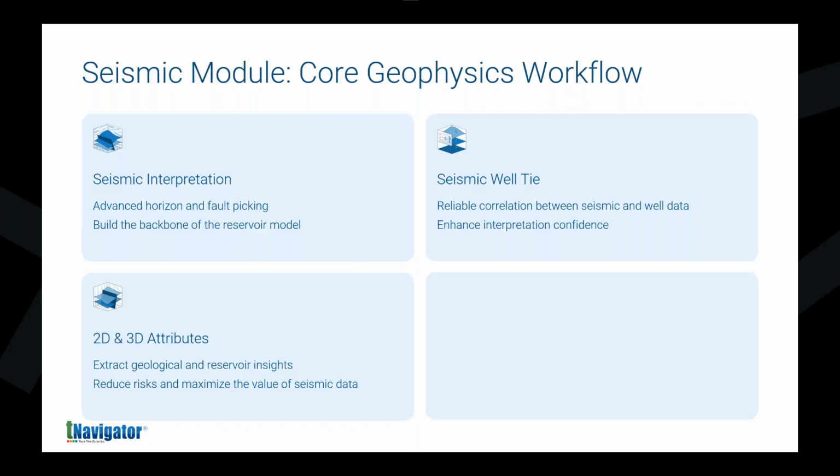Then we can move to seismic attributes, 2D and 3D. This is when we start seeing geology, really extracting geological insights, having better reservoir images, etc. And obviously we can reduce risks, but the most important, we can maximize the value of seismic data.